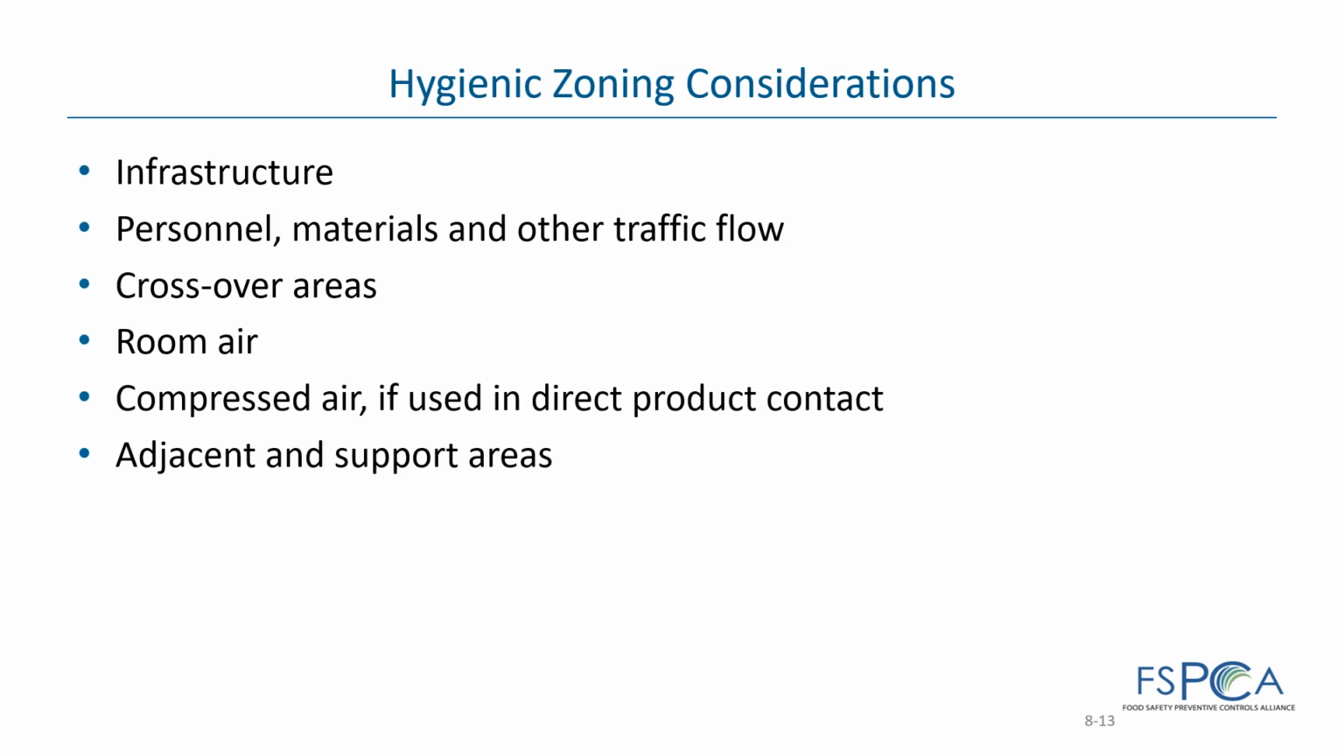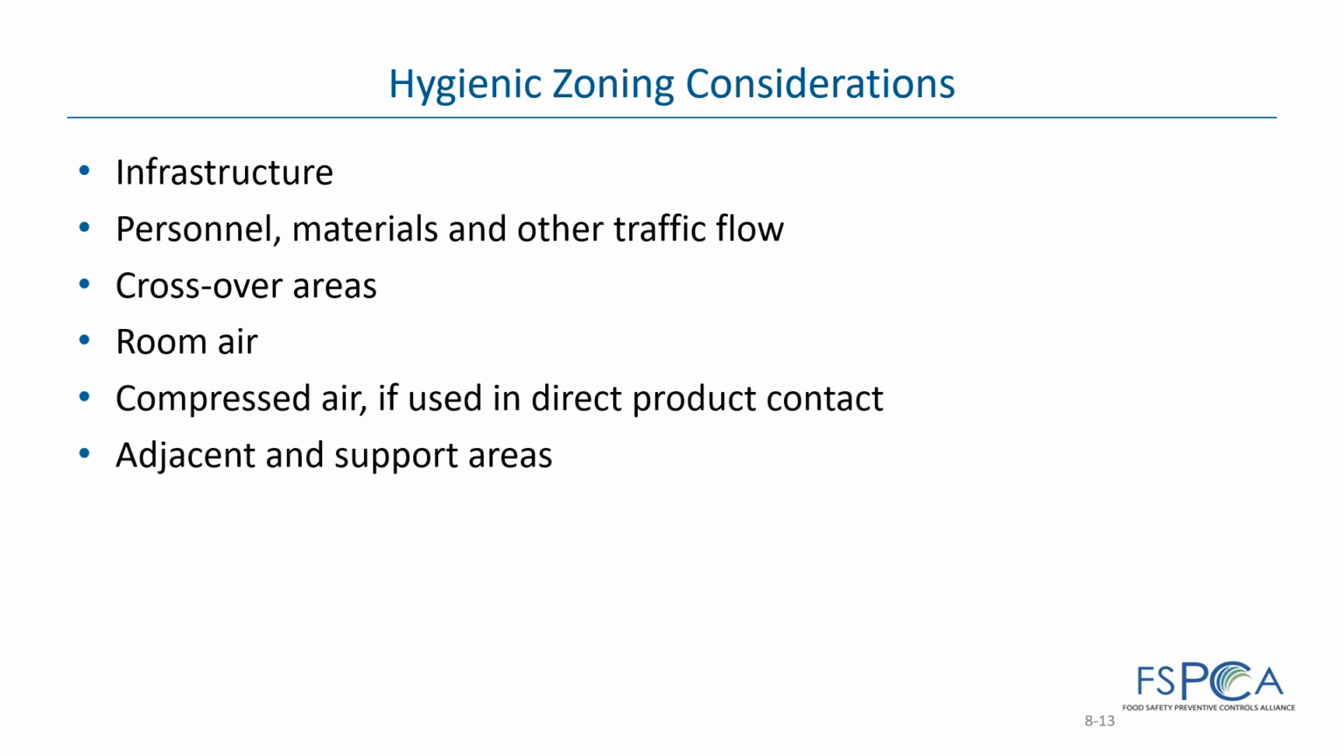Hygienic zoning can be kind of difficult to plan out, especially when thinking about those transition areas. But it can be done. Things like infrastructure, room air, and support areas all need to be taken into consideration. Color coding can be really helpful. Widely communicating all of the expectations for your hygienic zoning practices to all of your personnel is definitely important.